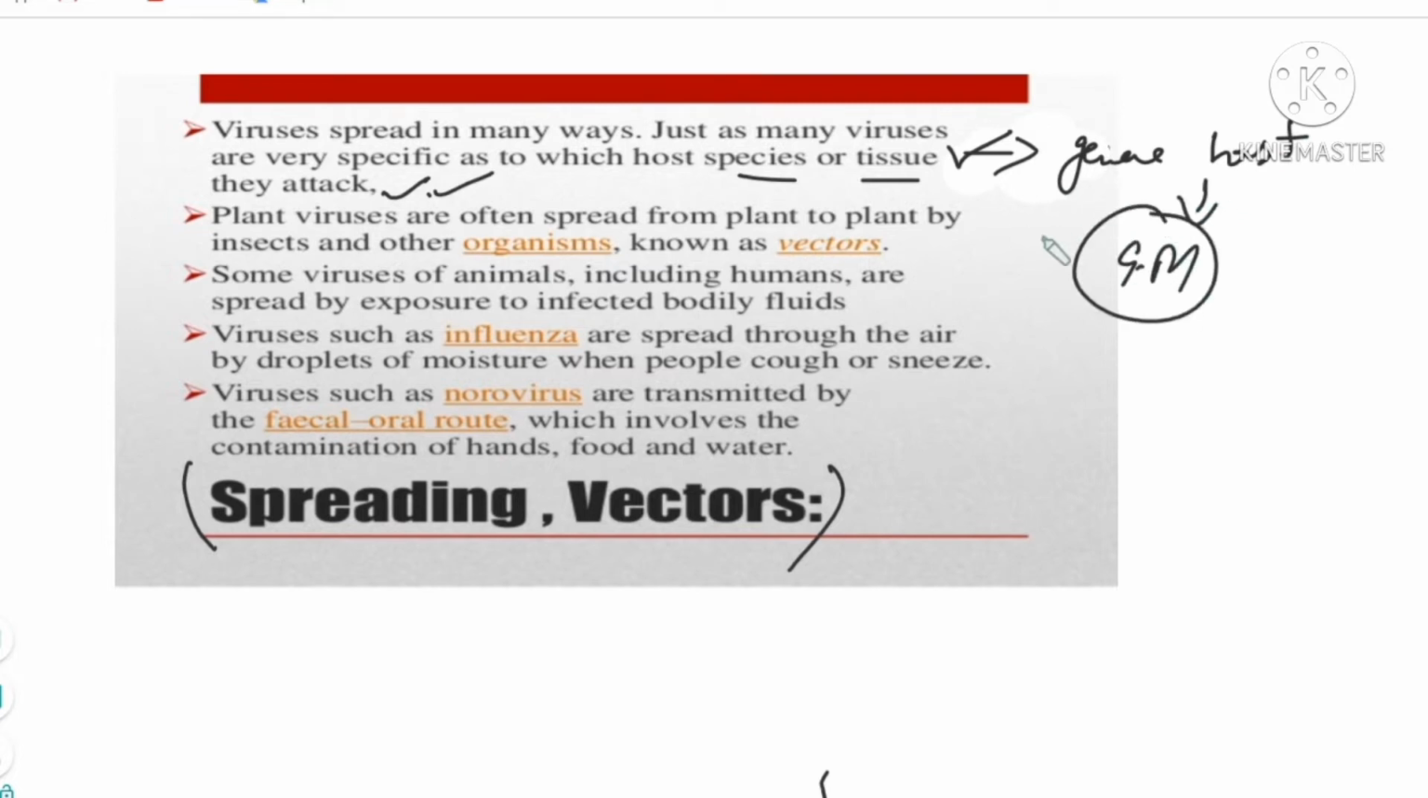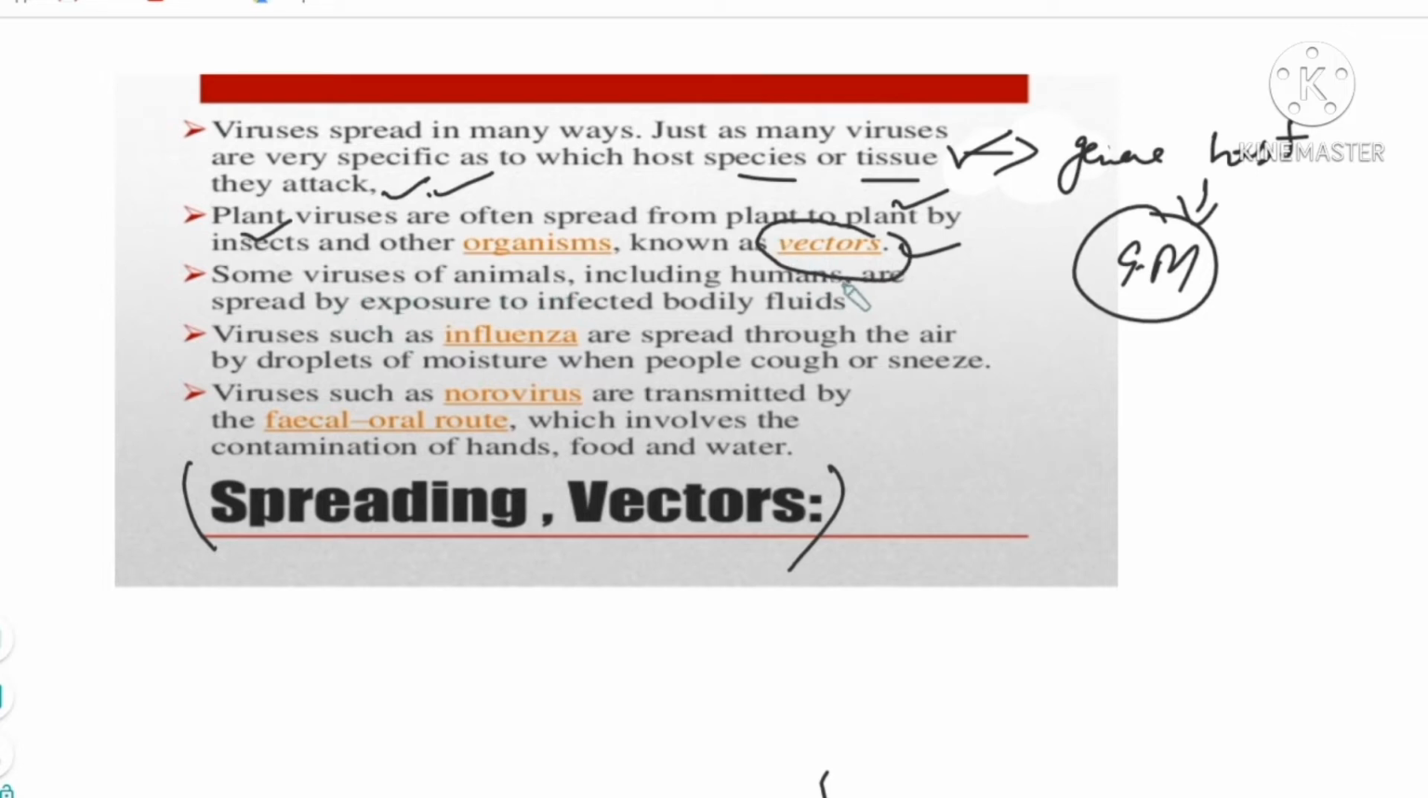ठीक है ना? Another point is that plant viruses are often spread from plant to plant by insects and other organisms known as vectors. प्लांट्स में ये वायरस insects के साथ mostly और sometimes plant to plant spread होता है. और जिन organisms के through ये spread होता है, these are known simply as vectors.